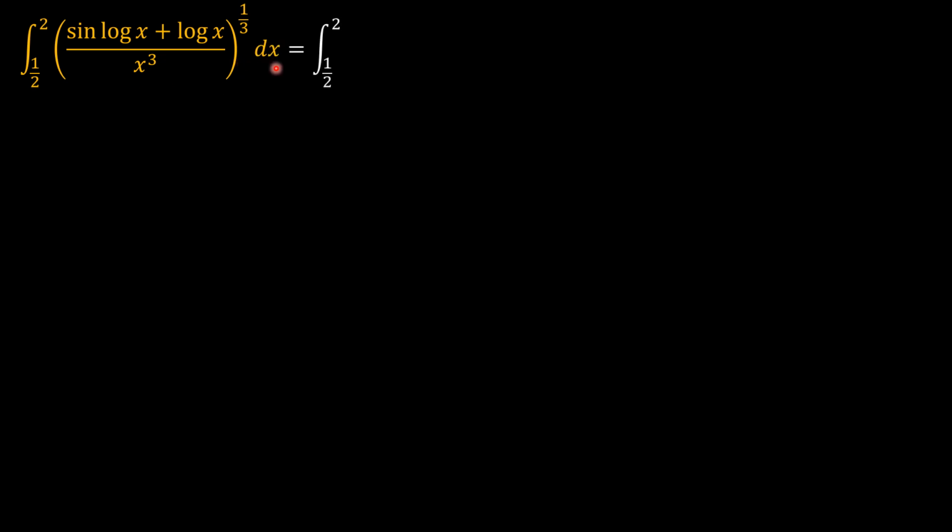First thing, there's suddenly a hint on what needs to be done here. The x to the power 3 in the denominator could be pulled out, since the cube root of x to the power 3 is just going to be x. So now you have sine of the natural logarithm of x plus natural logarithm of x, all to the power 1 over 3, times 1 over x. We can pull that out, and the cube root of 1 over x to the power 3 is just going to be equal to 1 over x.